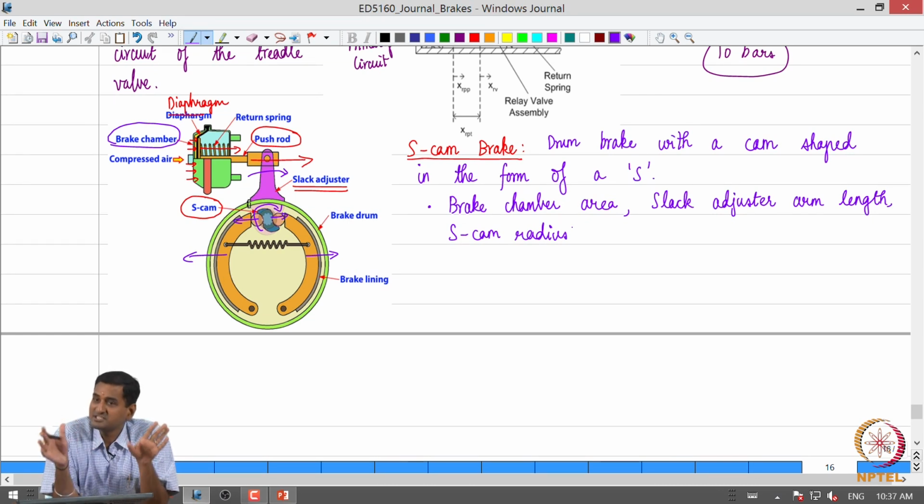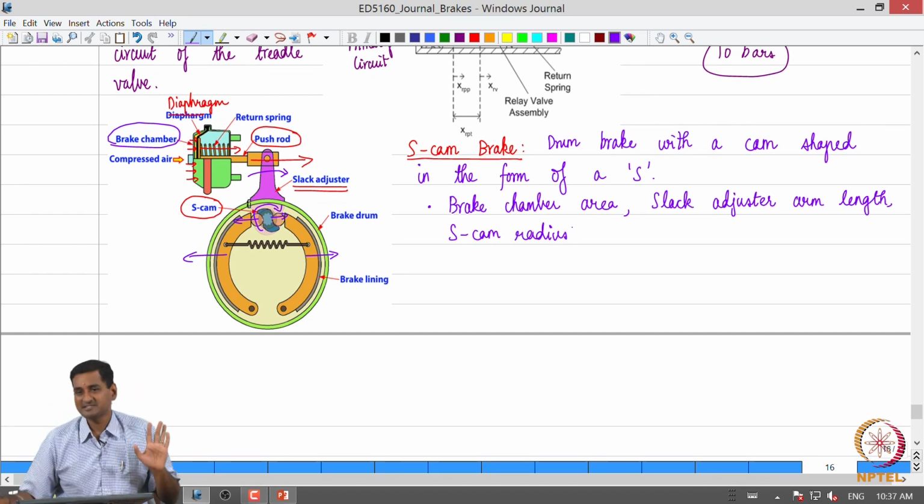But we also use disc brakes. Okay, today in heavy vehicles disc brakes are also becoming popular. Once again the actuation medium is compressed air, but the mechanisms will be slightly different to account for the fact that we are using an air disc brake. Okay, so that is the main difference, but the concept of the disc brake remains the same, right.